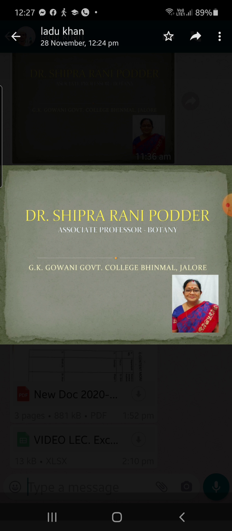The scales are rudimentary in Riccia crystallina and Riccia frostii.